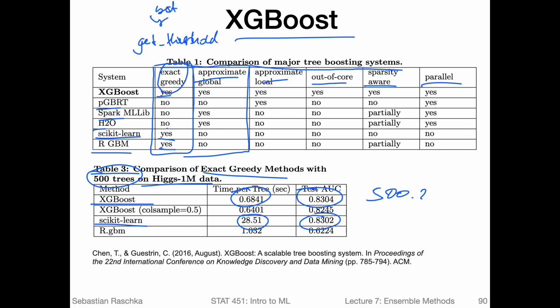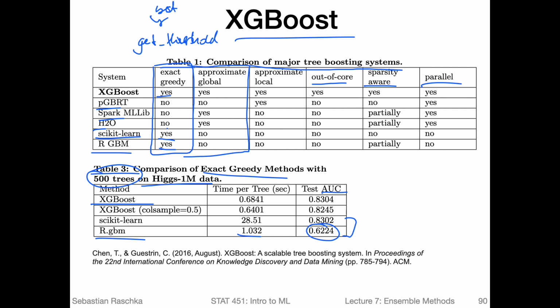So also let me clear this because it's hard to see the other values then. Oops. So what's also interesting is, I don't know exactly why, but the R implementation of GBM, gradient boosting, is also pretty fast, only 1 second per tree. But look at this, this accuracy is not really convincing. Compared to this one, it's like 20% lower.